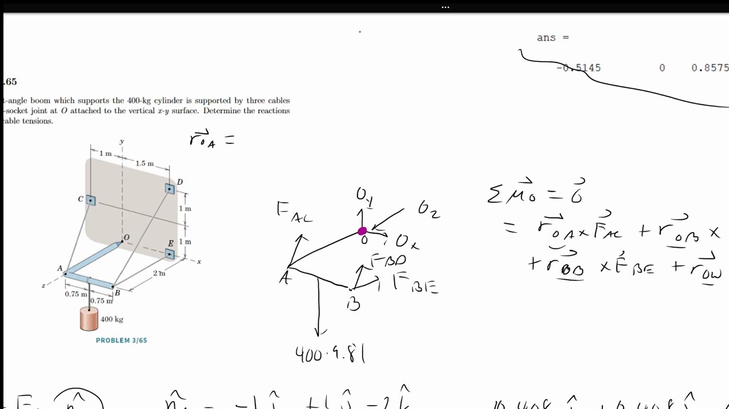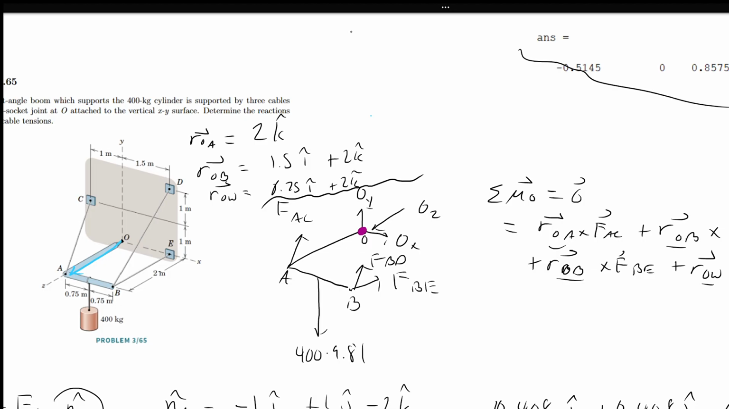Okay, so the vector from O to A, we start at O. I should do this in color. O to A here, and so that'll be 2 meters in the K hat direction. Easy peasy. Our O to B is going to be the same 2 in the K, and then we're also going to add a positive 1.5 in the X. So 1.5 I hat plus 2K, and then we only have one more. ROW is 0.75 in the X and 2 in the K.